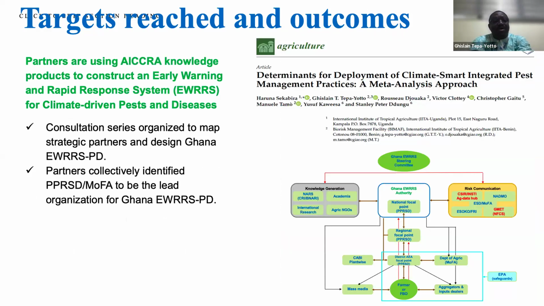Yeah, we also use this knowledge generated by CGIAR partners to co-develop what we call an early warning and rapid response system for climate-driven pests and diseases. So this work is led by PPRSD and Bunari. Next.